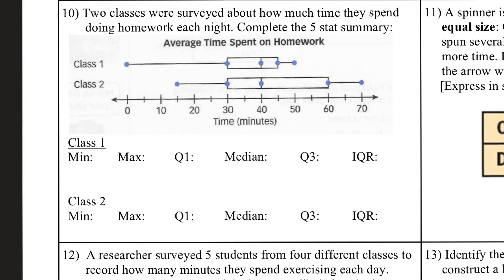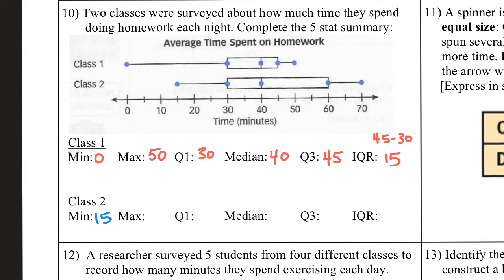For class 1, our minimum is going to be the point furthest to the left. Some people call box plots box and whiskers. Your min and max are always going to be your whiskers. So the 0 and the 50, furthest to the left, furthest to the right. Q1 is going to be the left side of the box, that's 30. The median is the drop down of the middle of the box for 40, and quartile 3 is your right-hand side at 45. IQR, standing for interquartile range, is going to be Q3 minus Q1 to give us an answer of 15.